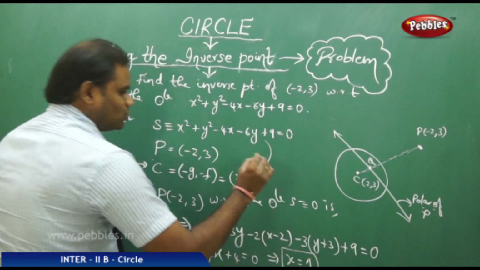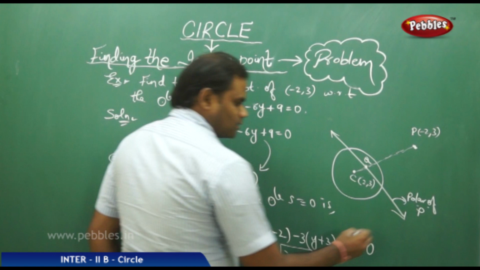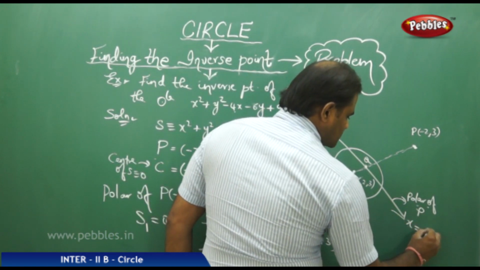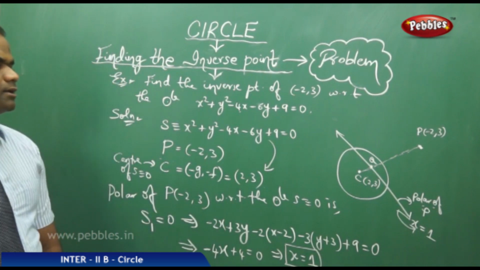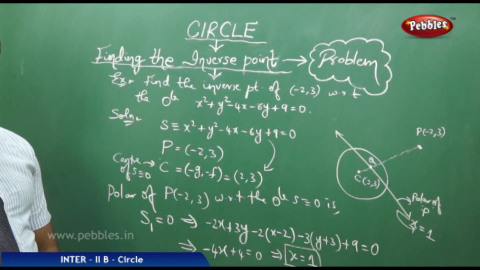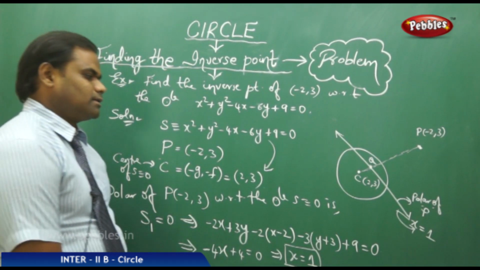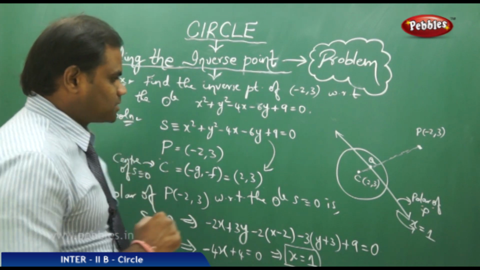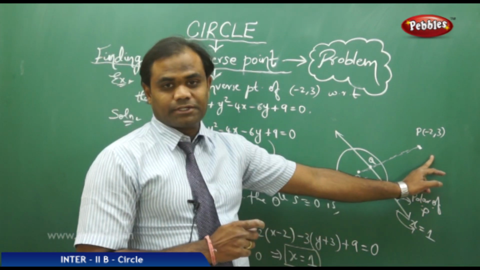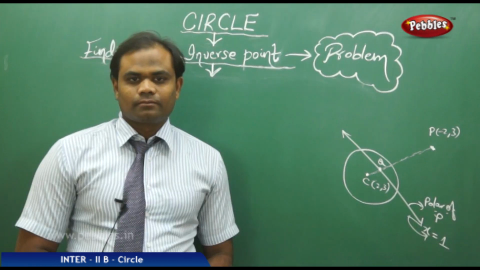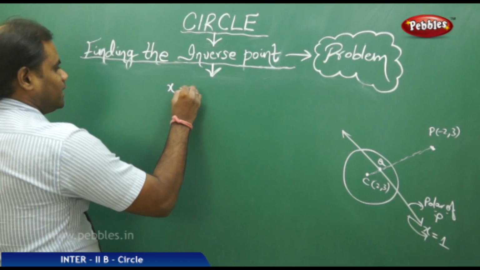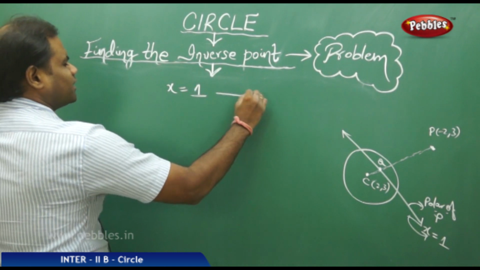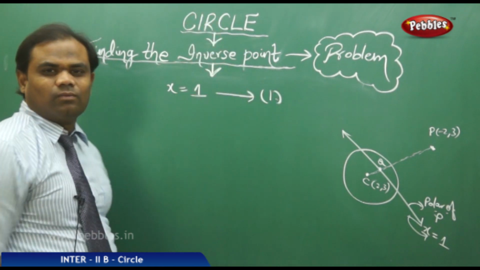Now this is the equation of the polar of P. This is the line x = 1. So the equation of the polar is x = 1, is what we get. Now next, it is important that I find the equation of CP. So the equation of the polar of P is x = 1, which I take as equation 1.